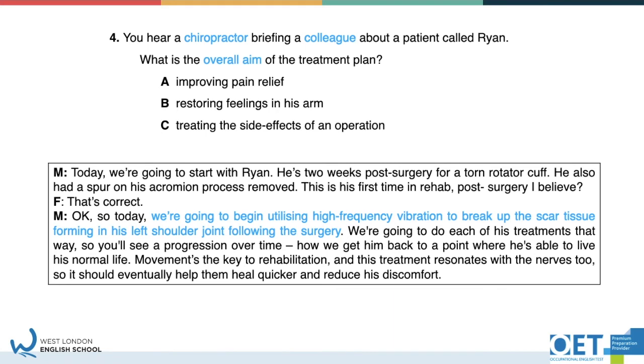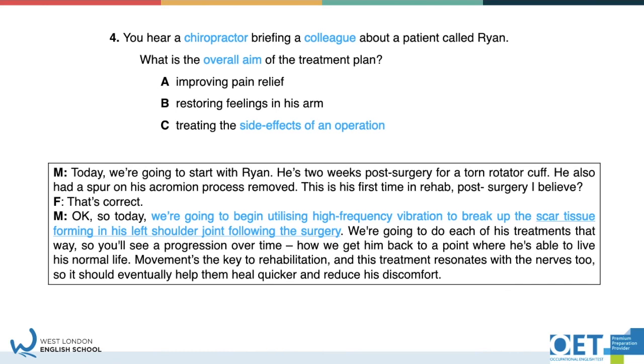So looking at the transcript, we've got this highlighted line. We're going to begin utilizing high-frequency vibration to break up the scar tissue forming in his left shoulder joint following the surgery. Now, because this is the operation that we are talking about, or after his operation, this is what we're going to do. So as it says, following the surgery, we can see here the scar tissue forming in his left shoulder. So the surgery has left Ryan with scar tissue.